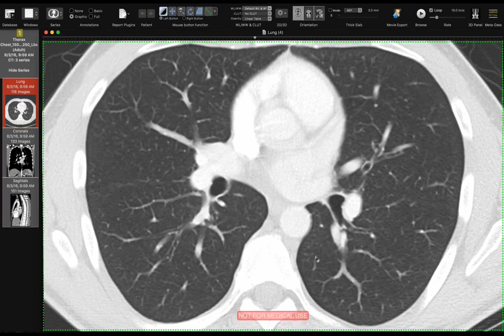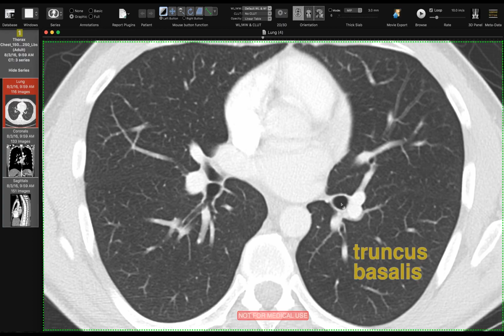Okay, once the superior segment branches off, then you have the truncus basalis on the left side. So if you remember, we have a mnemonic on the right side to tell us what order the basilar branches come off. Well, on the left side, we also have a mnemonic to tell us the order in which the basilar branches come off. And on the left, it's ALP, A-L-P. So A stands for anteromedial, L is lateral, and P is posterior. So on the right side, we had 4, M-A-L-P. On the left side, we have 3, A-L-P. And the A encompasses both the anterior and medial basilar segment, whereas those are split up on the right side.